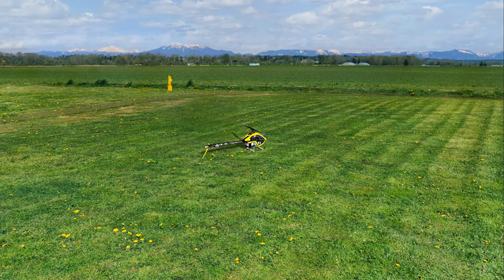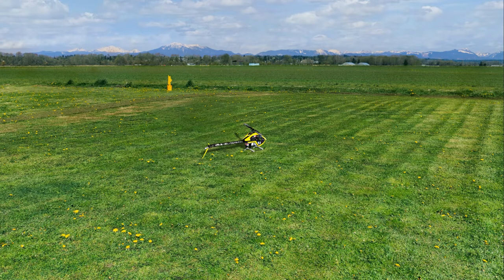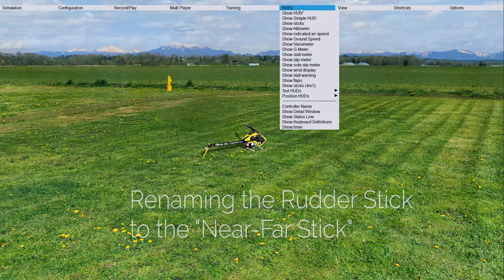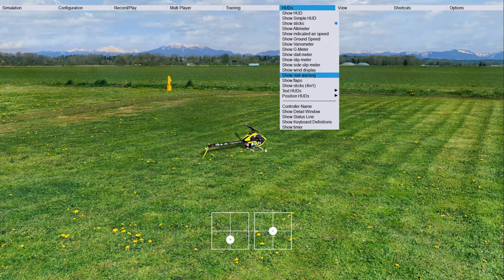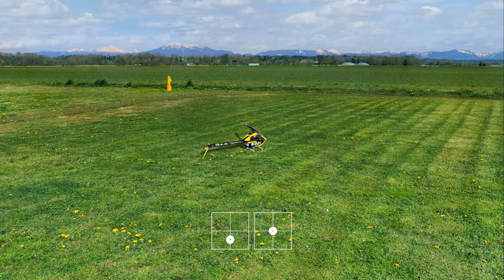So this is the one that will teach you how and why I renamed the stick for the rudder into the near and far stick. So let me show the sticks here. Okay, so this here is your pitch stick, and this is what everybody calls the rudder stick.